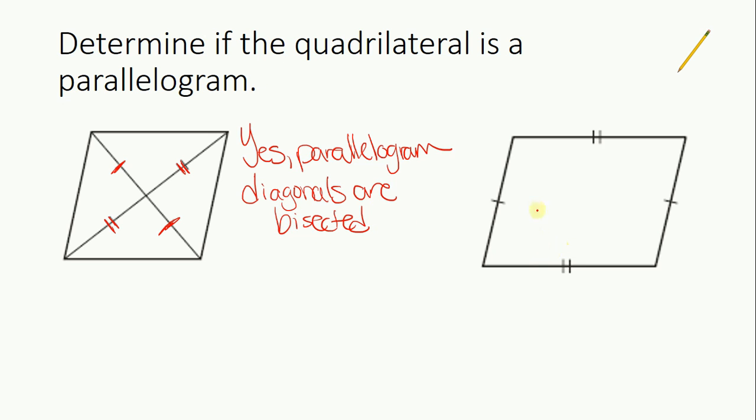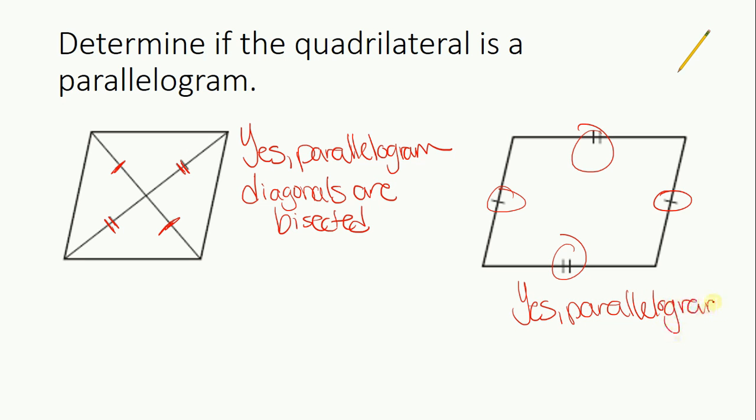Okay, this one, notice we have sides opposite of one another congruent. Same thing going this way. So yes, this is another parallelogram, and the reason is that opposite sides are congruent. So that's me explaining why they are the way they are.